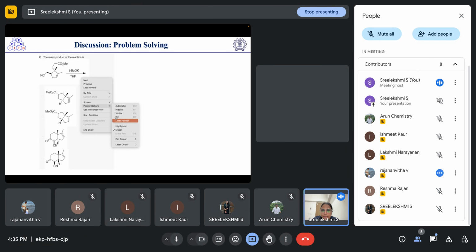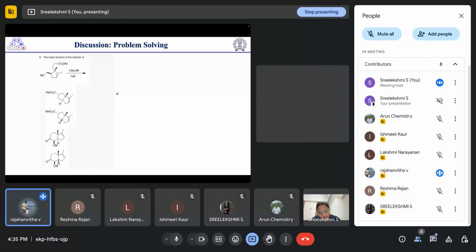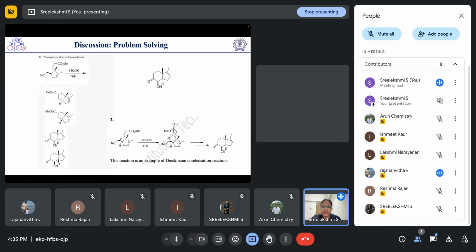And then what will be happening? Dieckmann condensation takes place here also. So the answer will be option D. First it will abstract the proton from here, then it will attack this carbonyl group and OMe will be leaving to give this product.